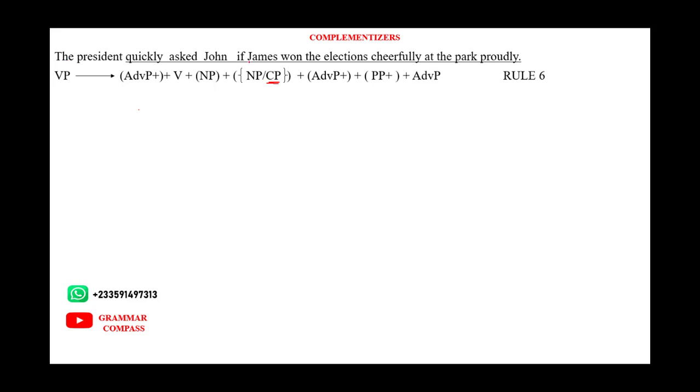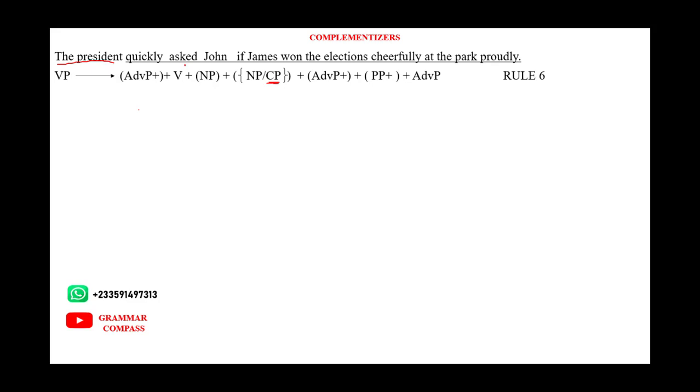The president quickly asked John if James won the elections cheerfully at the park proudly. First of all, the whole of this is a tense phrase. We have our noun phrase part, that is the president. Now, if the president is our noun phrase, then it means that the rest becomes our verb phrase.